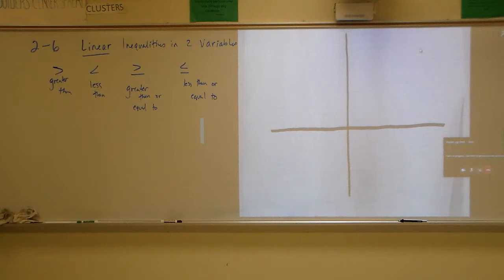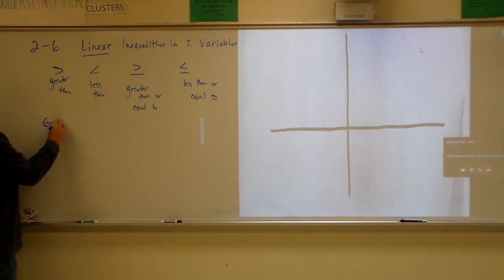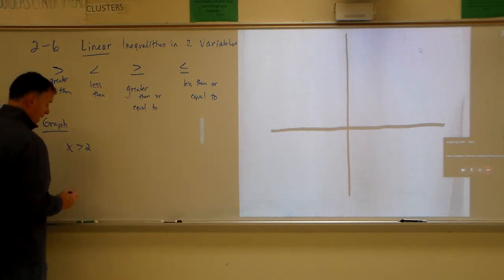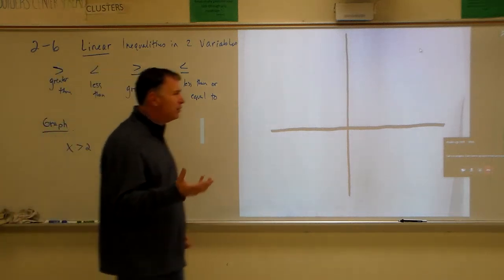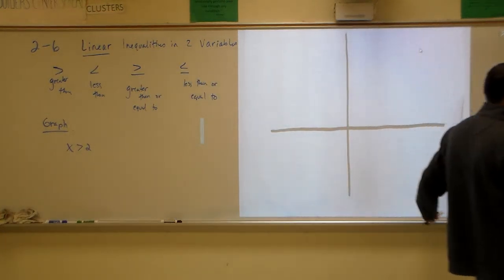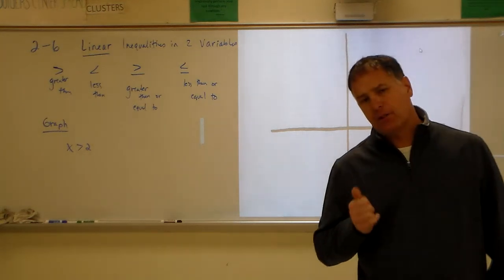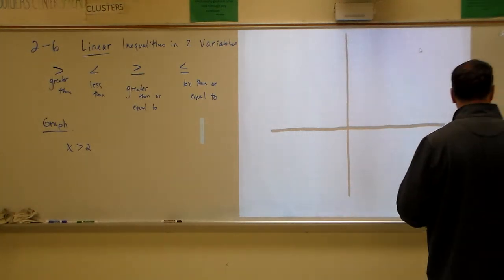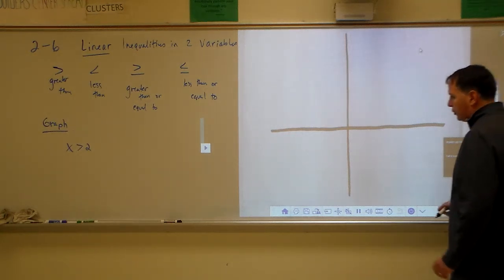Okay? So the directions might say something like graph x is greater than 2. So I'll do this up on the board there. So x is greater than 2. What kind of a line is x equals? Well, x equals represents a vertical line. So I need to go to 2, and I need to make a vertical line through 2.